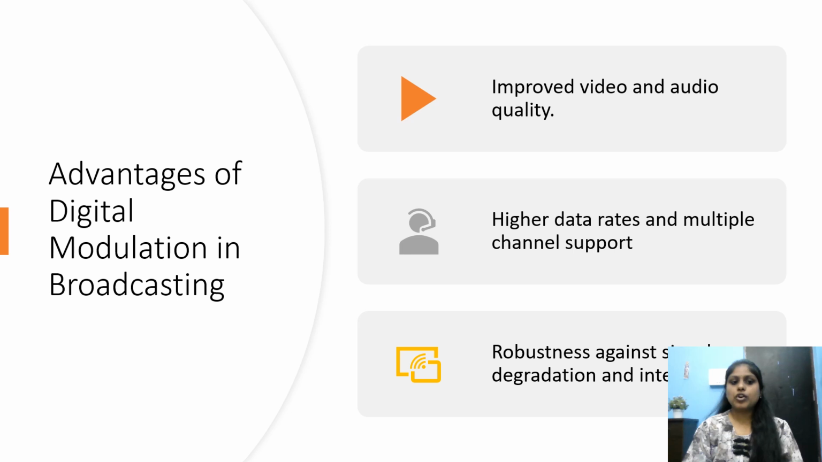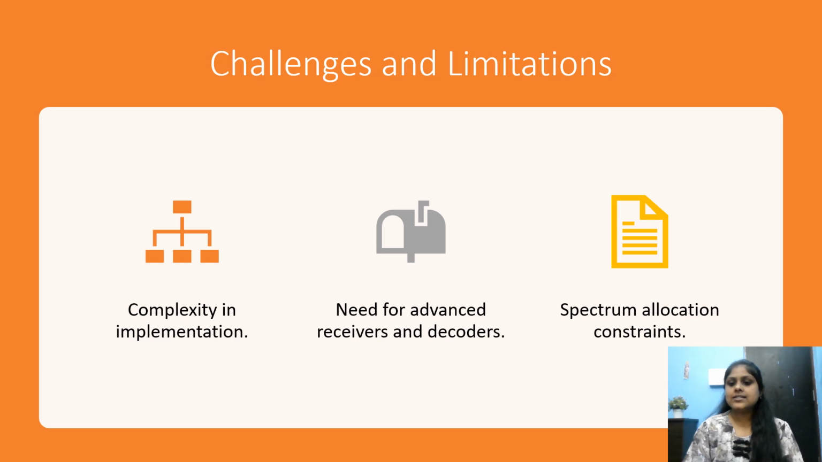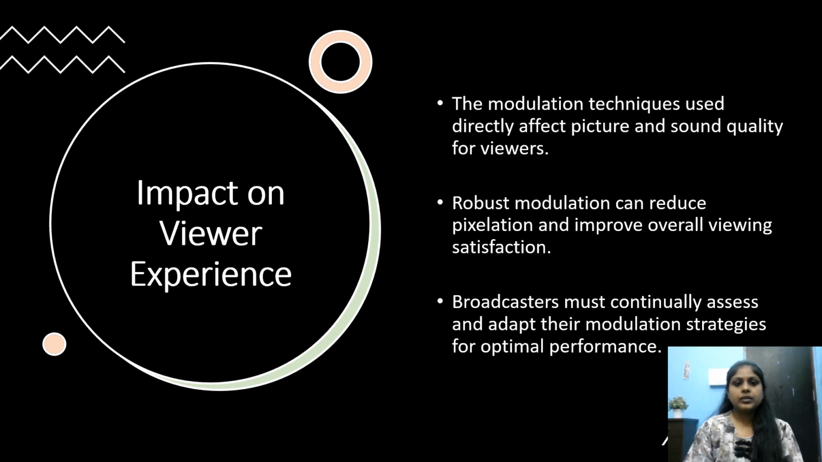Advantages of digital modulation in broadcasting: improved video and audio quality, higher data rates and multiple channel support, and robustness against signal degradation and interference. Challenges and limitations of digital TV broadcasting: complexity in implementation, need for advanced receivers and decoders, and spectrum allocation constraints.